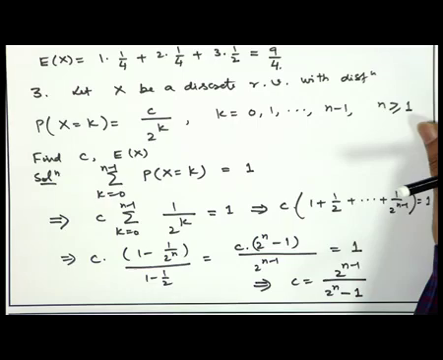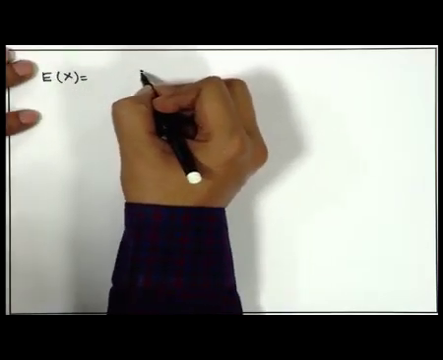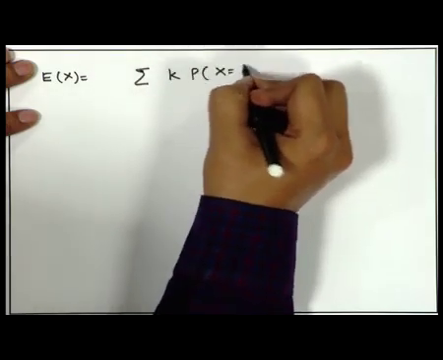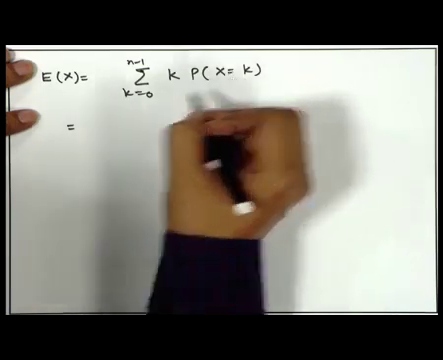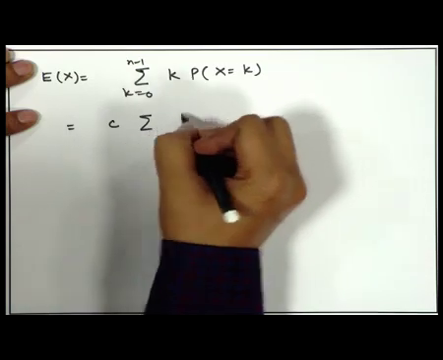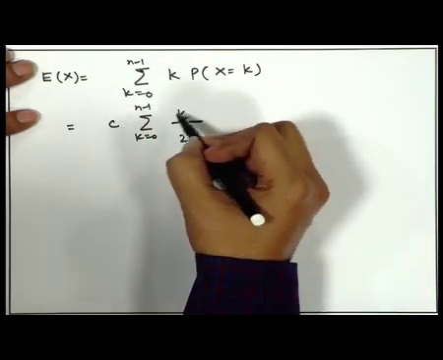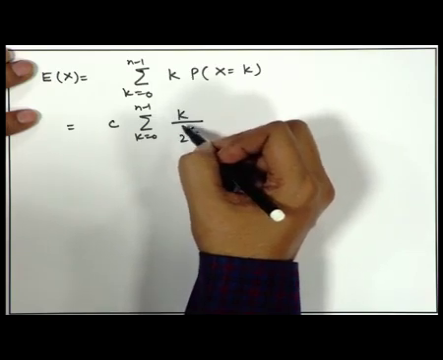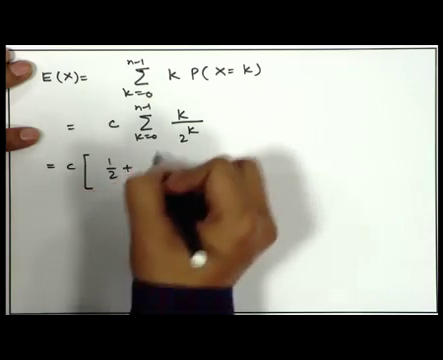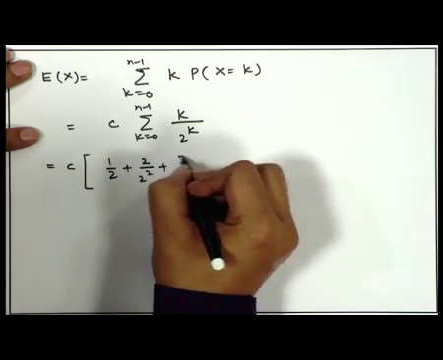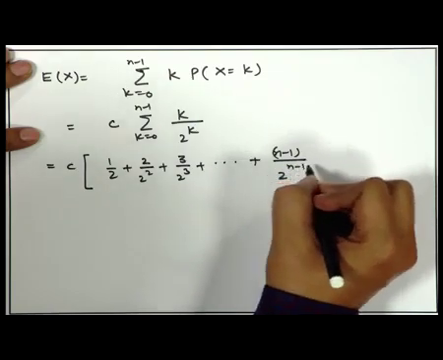Now in order to calculate the expectation of x, that is equal to sigma k into probability x is equal to k, k equal to 0 to n minus 1. So probability x equal to k, that is c times 1 by 2 to the power k. Now this is arithmetico-geometric progression or geometrico-arithmetic series. So we can write it as c times: the first term is 0, the second term is half, then the third term will be 2 by 2 square, then you will have 3 by 2 cube and so on, plus n minus 1 divided by 2 to the power n minus 1.